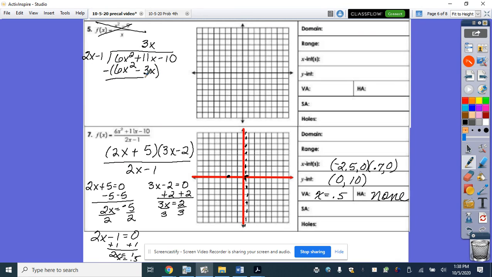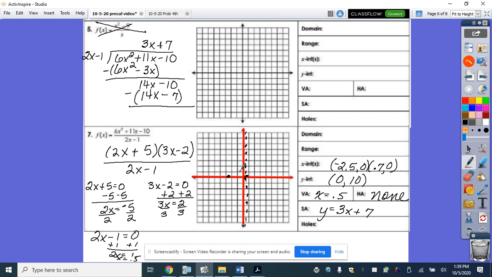Subtract. Okay, so that's going to give me 14x minus 10. What do you multiply 2x by to get 14x? And that is 7. So 14x minus 7. Now, am I even worried about my remainder here? No, not really. Okay, so you end up getting a remainder, but I'm not even going to worry about it. So your slant asymptote is y equals 3x plus 7.